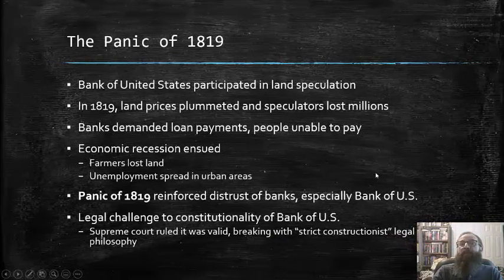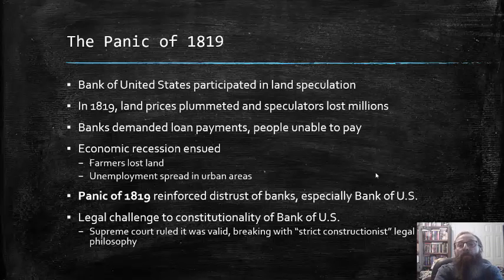The Bank of the United States was also an investment bank as well as a commercial bank, and it participated in widespread land speculation during the 18-teens. However, in 1819, land prices plummeted and speculators, including the Bank of the United States, lost millions. Banks began to demand repayment of loans, and most people were unable to pay those loans back. As a result, economic recession ensued. Many farmers lost their land. Unemployment spread like wildfire through the urban areas.